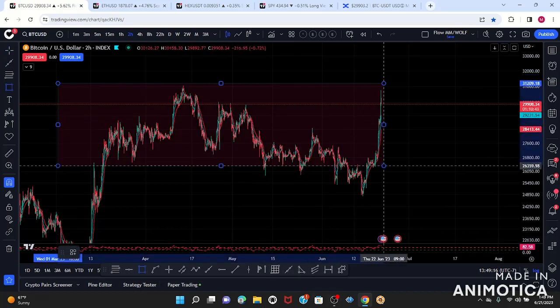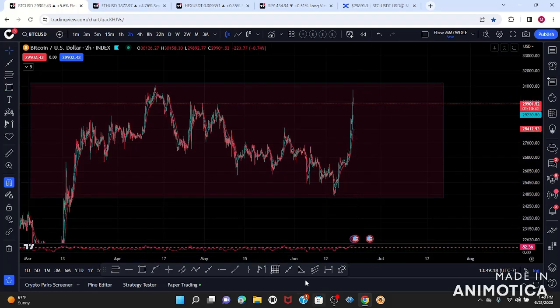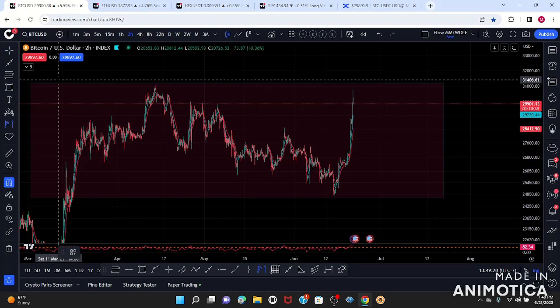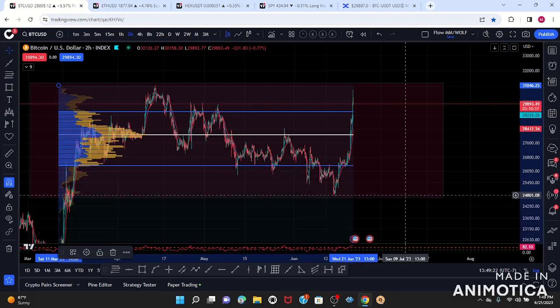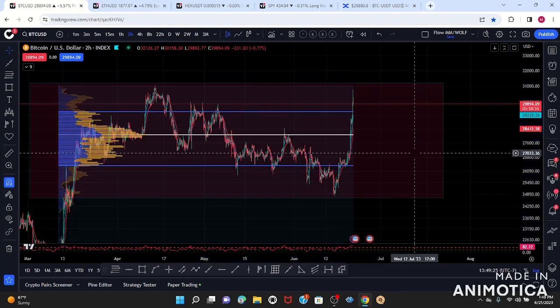Remember, this is our contraction phase right now. It hasn't done anything but continue sideways, right? So keep that in mind.